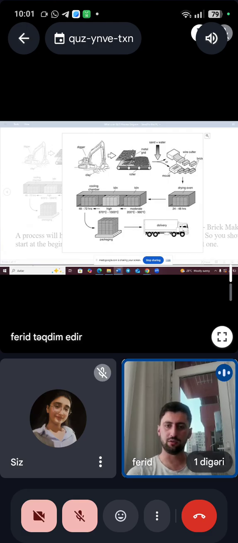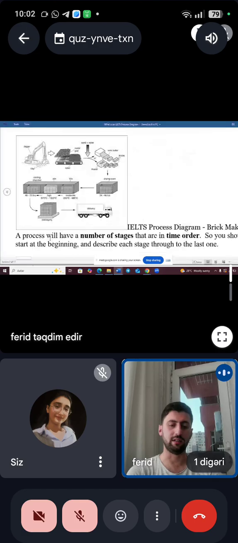As you see, 1, 2, 3, 4, 5, 6, 7 process. So it means overall you are given 7 processes here. These 7 processes must be done by making sequential orders. That's why if you only say firstly, secondly, thirdly, fourthly, fifthly, of course you will not be given any good mark for your linking words. Why? Because you must know these linking words.